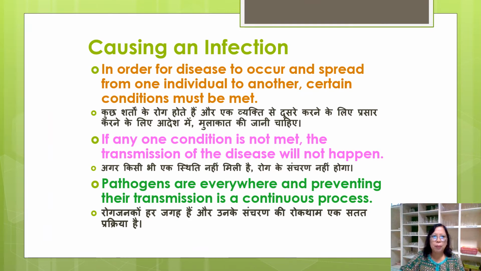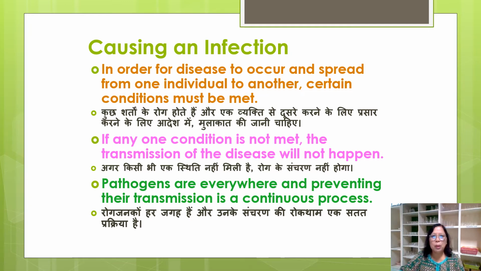And then in order for disease to occur and spread from one individual to another, certain conditions must be met. If any one condition is not met, the transmission of the disease will not happen. And then pathogens are everywhere, and preventing their transmission is a continuous process. In this slide, I would like to take advantage of COVID-19.